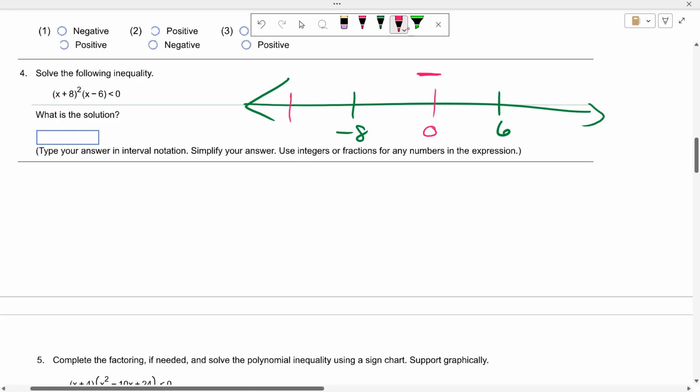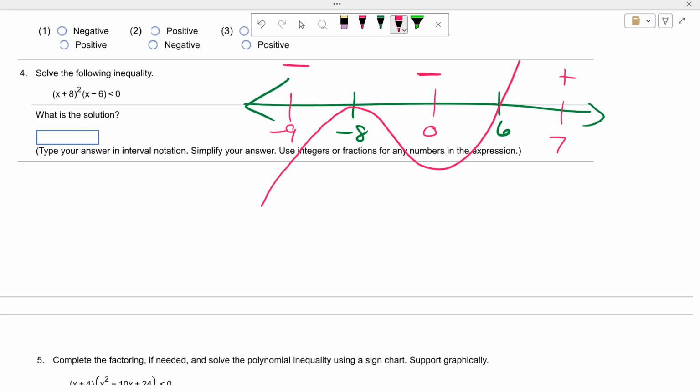At -9, it makes a negative squared, which is positive, times a negative, which is a negative. And after here is like 7. Positive, positive makes a positive. So what's happening is it's negative, it bounces at -8, then it crosses at 6, because there's a sign change. Where there's a sign change, it crosses. Where the signs don't change, it bounces.